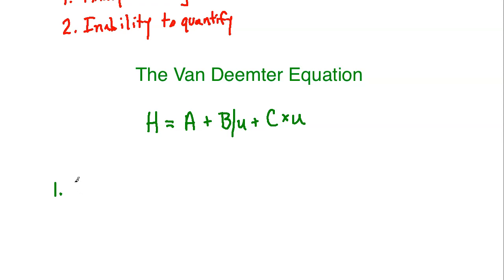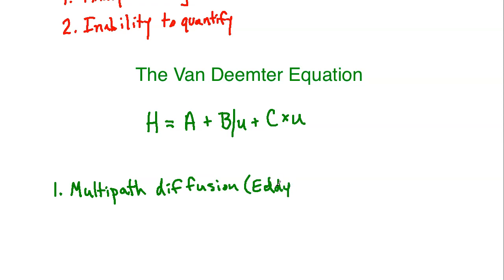Okay, so the first one is something that is known as multipath diffusion. And multipath diffusion is sometimes referred to as Eddy diffusion. Okay, so I'm going to put that in parentheses here, and that's spelled E-D-D-Y. So you may very commonly come across this referenced as Eddy diffusion. And this is A. This is component A in the equation here.